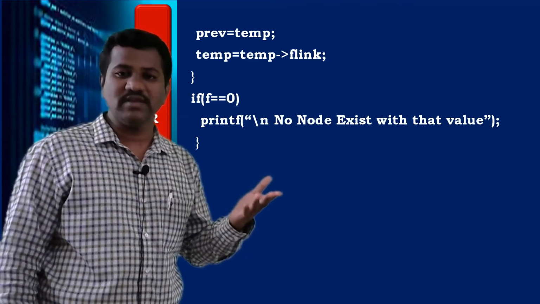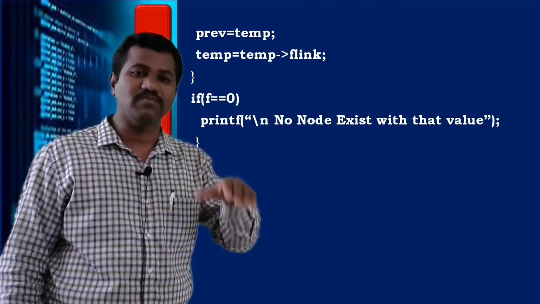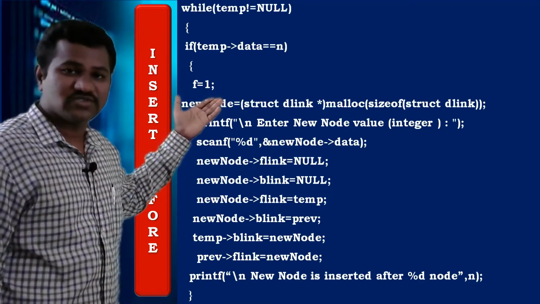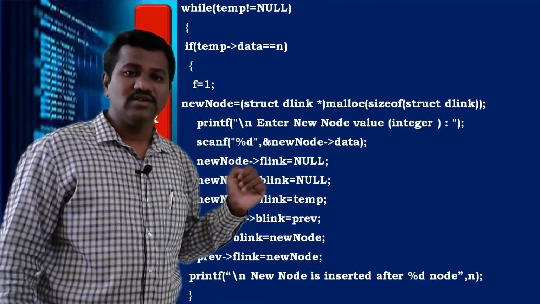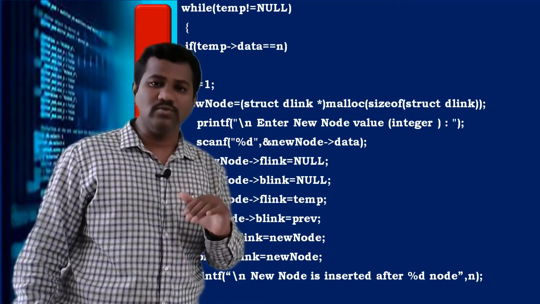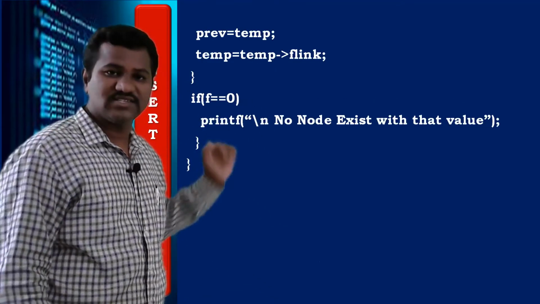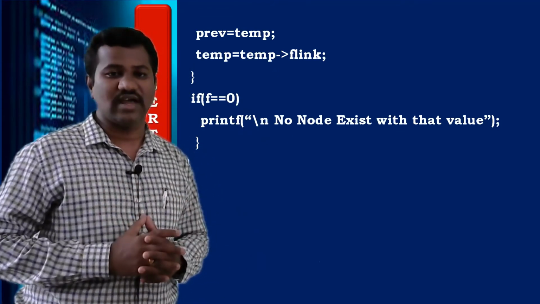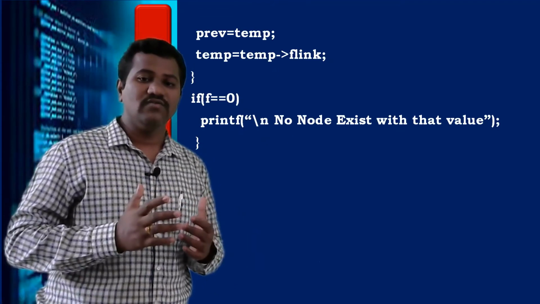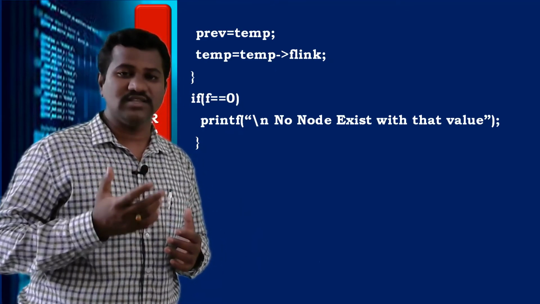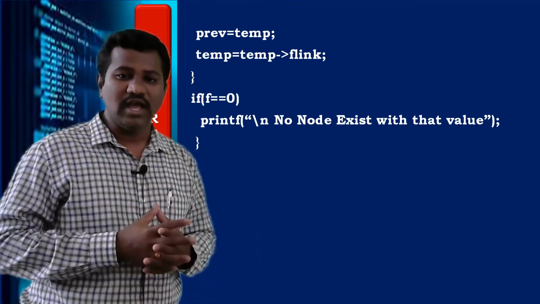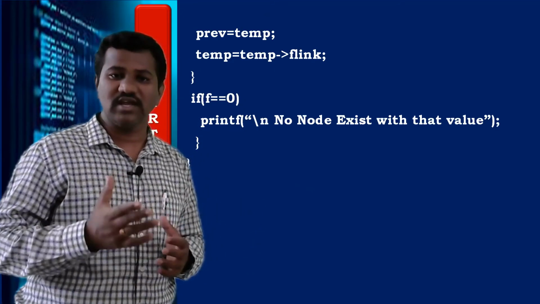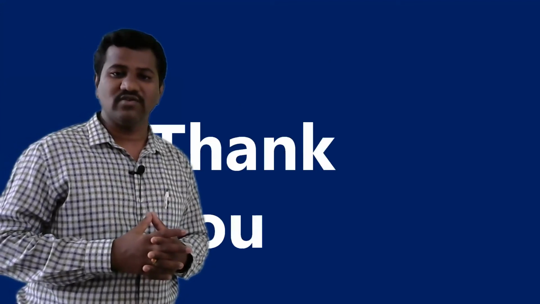If the value of f is 0, the meaning of that is it did not enter into the if part. If it entered into the if part, the value of f becomes 1, meaning we found the value. Right? So after coming out of the while loop, we are checking the value of f, whether it is 0 or not. If it is 0, then we are giving a message that no node exists with that value. Right? So this is how we are going to perform the insertion operation after a given node. And in the coming session, we'll be discussing how to insert a new node after a given node. I hope everyone understood it. Thank you.